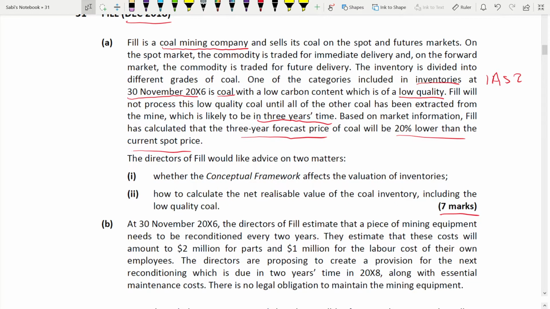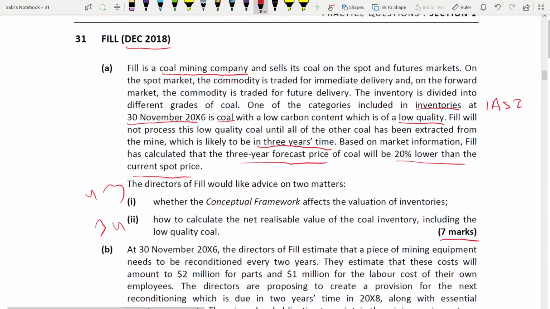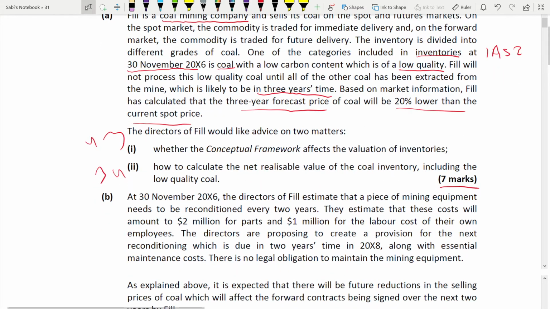Don't take in points, take as a whole number. So it could be, let's say, 3 marks for this or 4 marks, or vice versa, 4 for this or 3 marks for this. Anyway you want to set, we'll see the marking scheme anyway to better understand this. First thing, whether the conceptual framework affects the valuation of inventory.